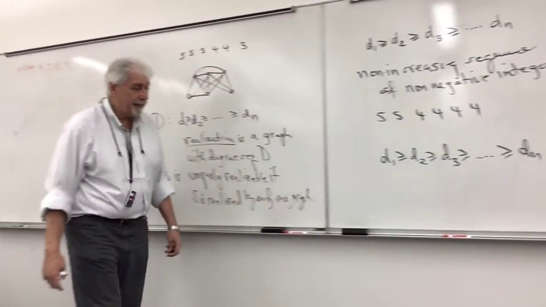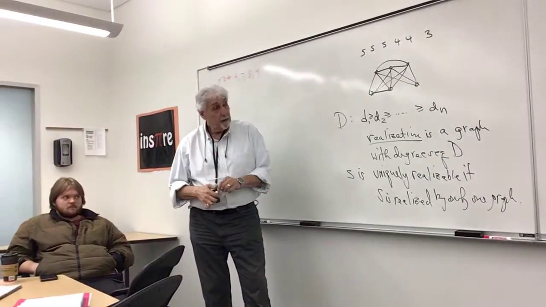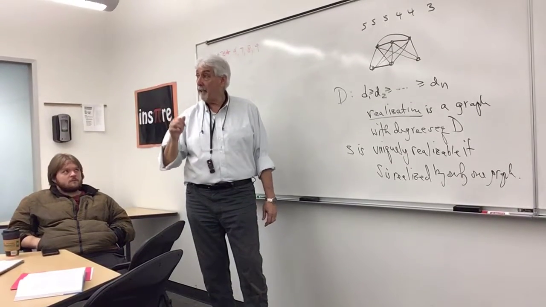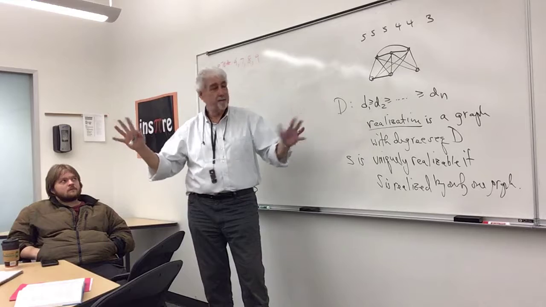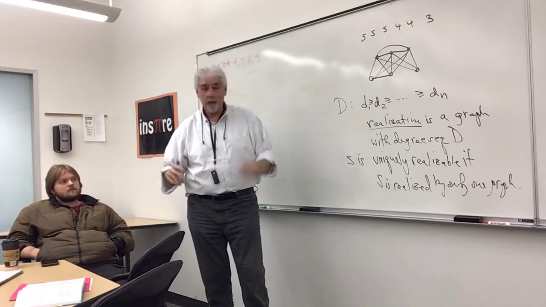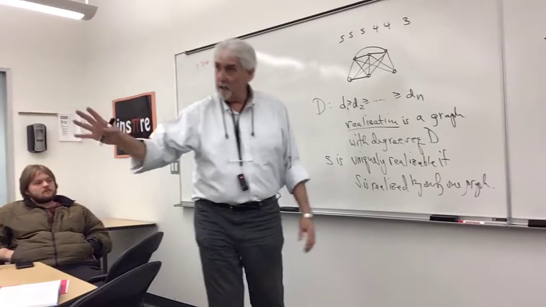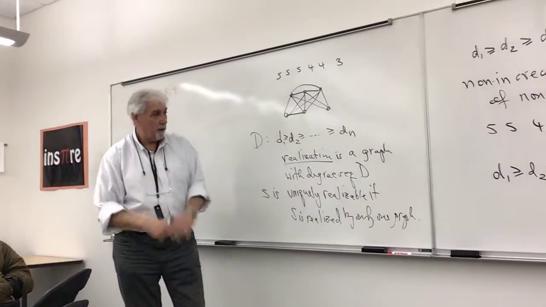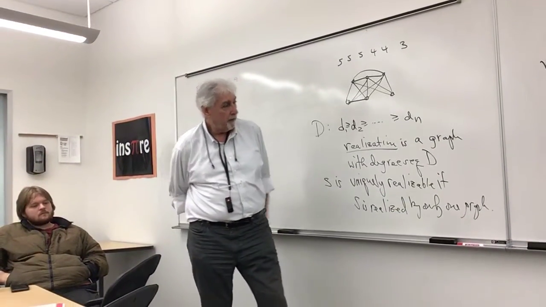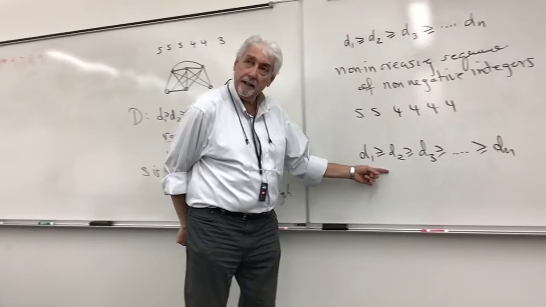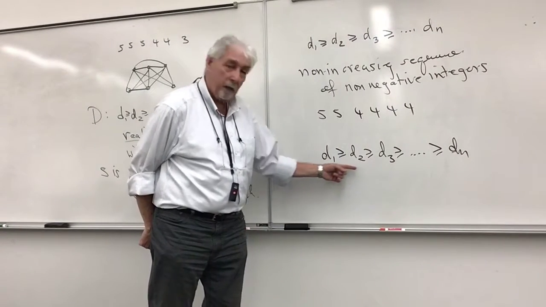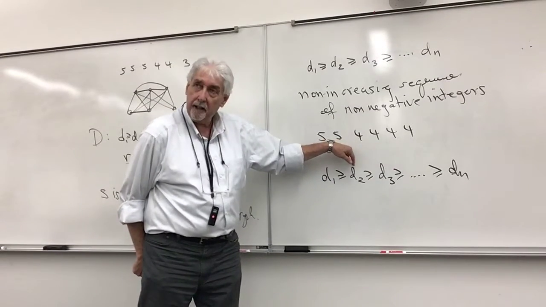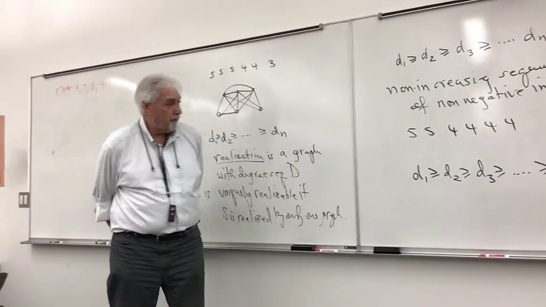Here's a non-increasing sequence of non-negative integers. At some point, if you want to talk about negative degrees, there's plenty of stuff that you can read about that, but we're not going to deal with that. We're just dealing with basic graphs. So here is a non-increasing sequence of integers, so nothing over there is greater than anything over here.